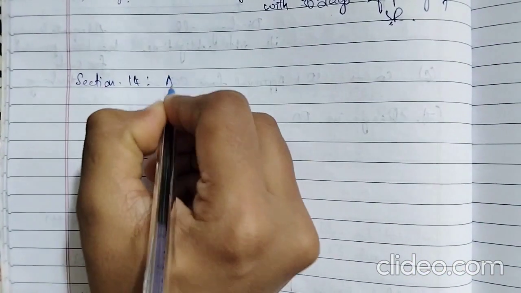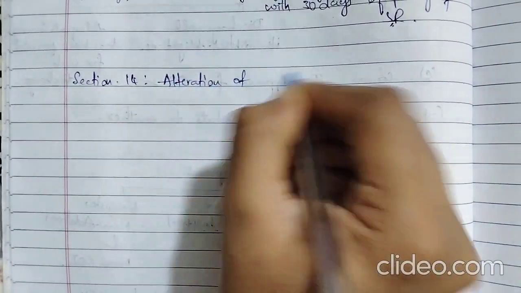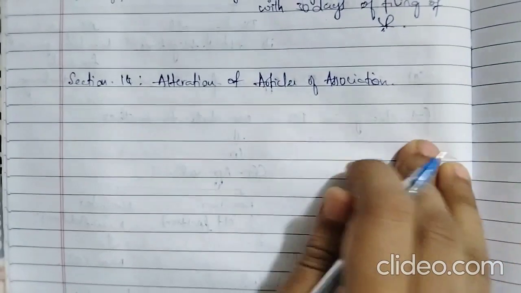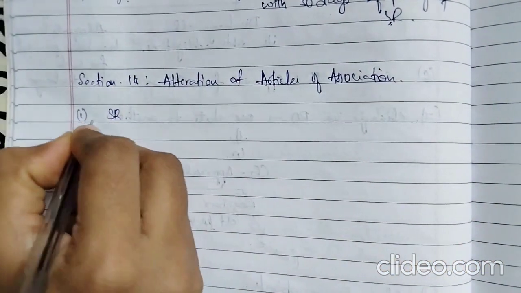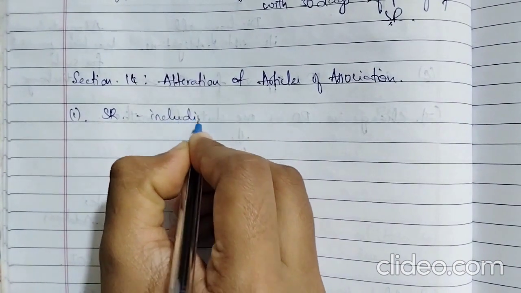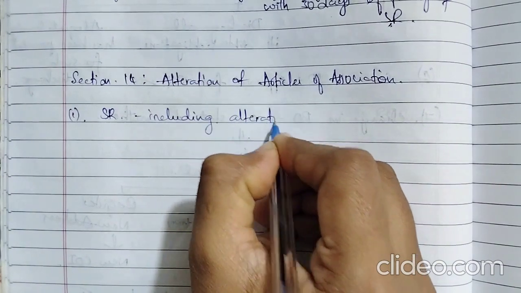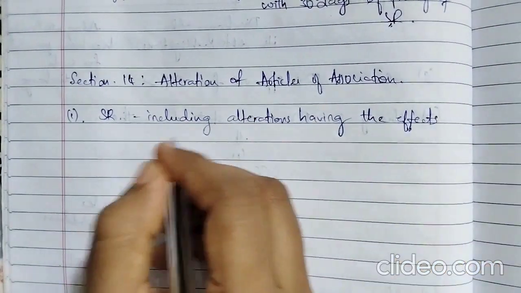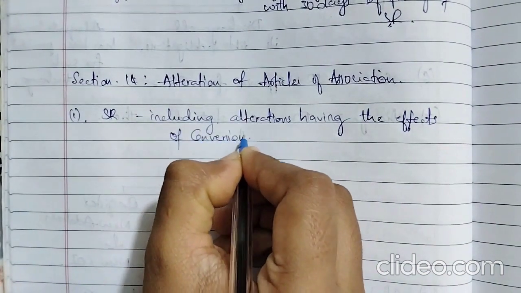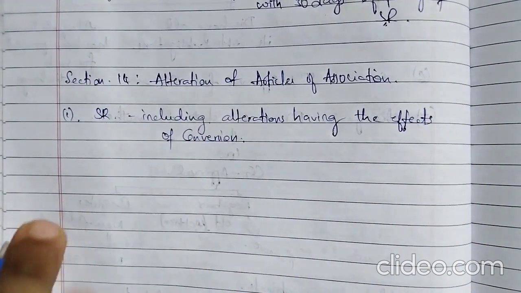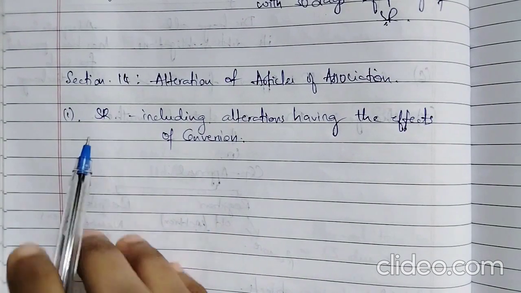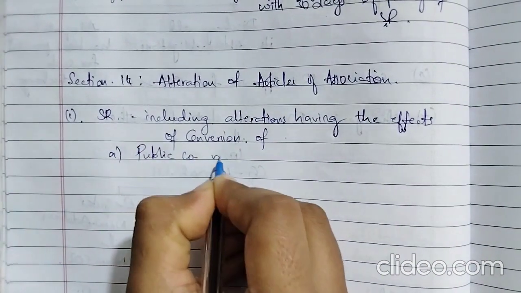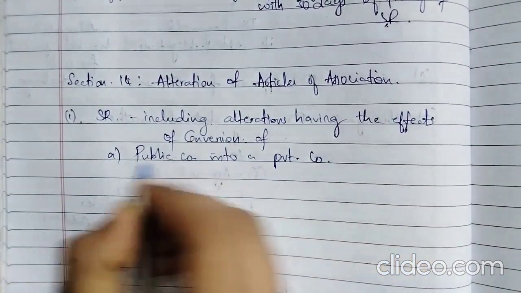Section 14, alteration of articles of association. If you want to alter your articles, a special resolution shall be passed, including alterations having the effect of conversion. Even if you want to convert from a private to a public company or a public to a private company, you have to pass a special resolution.